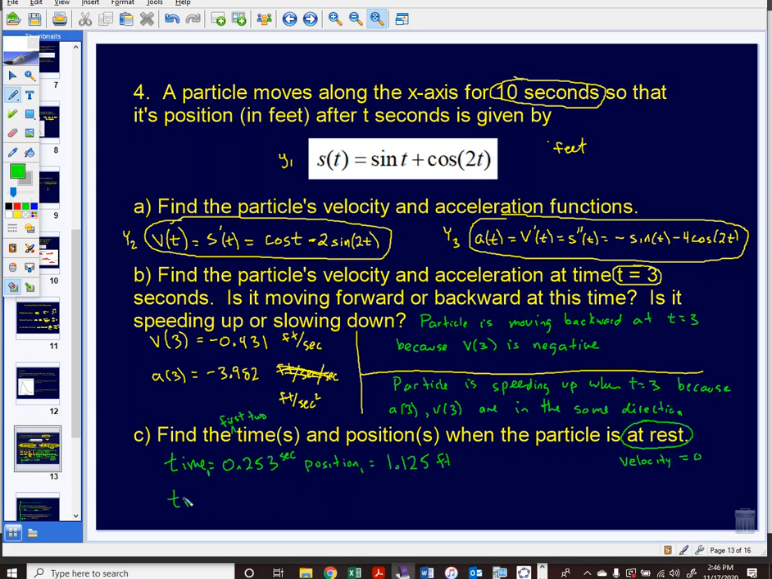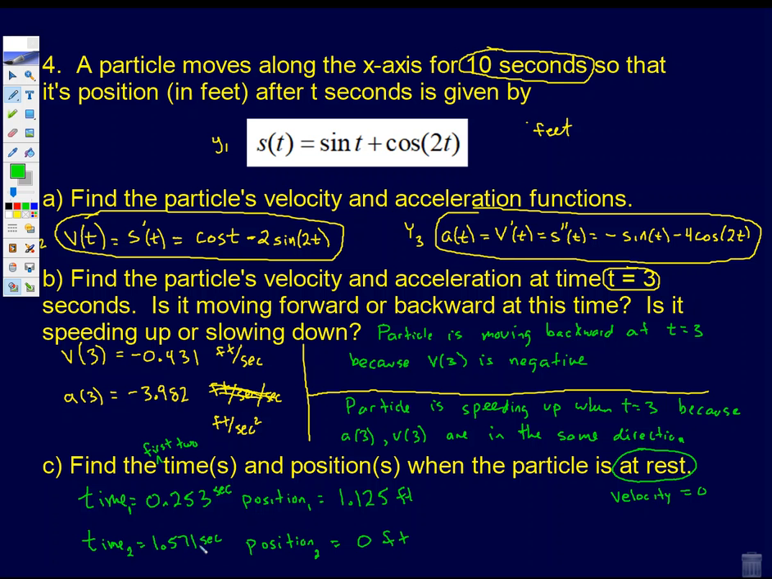Now we're going to find time number 2 in the same way, and then position 2. I encourage you to pause the video here and try this yourself. In a minute, I'll pull up the 2 answers, and you can check for yourself. So I went ahead and found the other time and position. I found that the next time it was at rest was at 1.571 seconds.